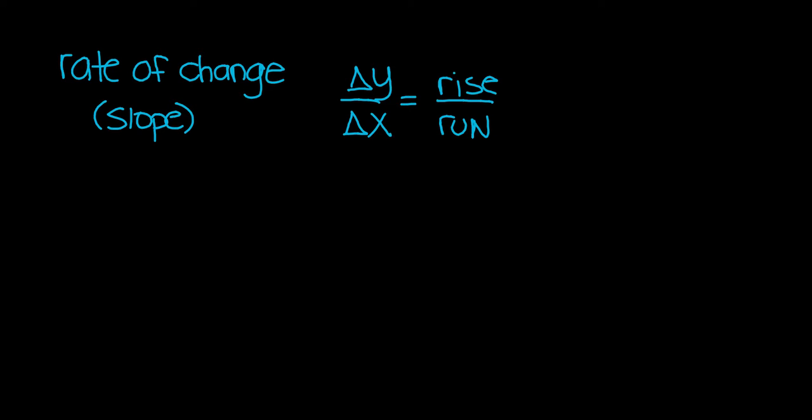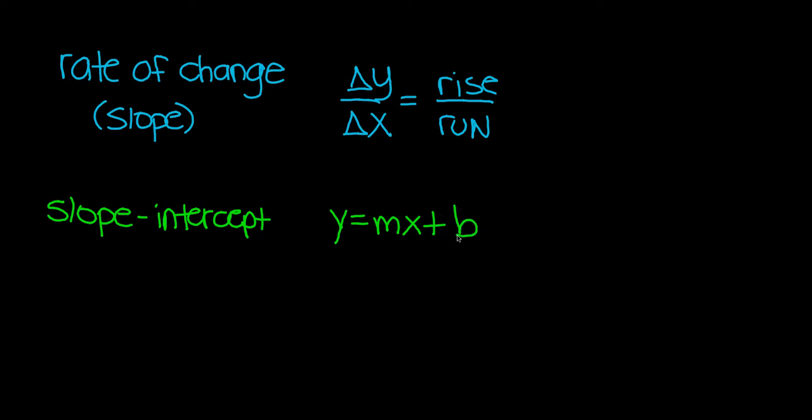That's one thing. We talked about needing to know slope-intercept form. And slope-intercept form looks like y equals mx plus b. That m stands for the rate of change or the slope, and that b represents our y-intercept.